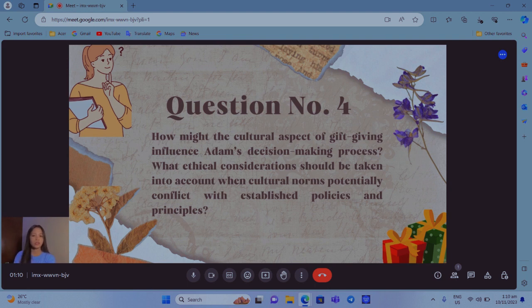Second one is considering the ethical implications of gift giving. Sometimes gift giving can be used to gain influence or power over another person.